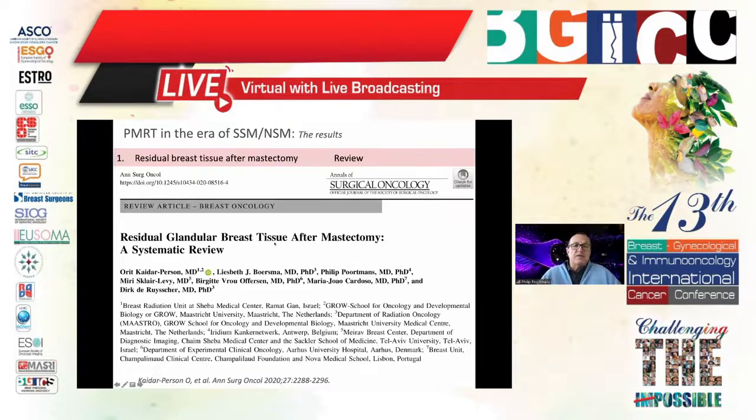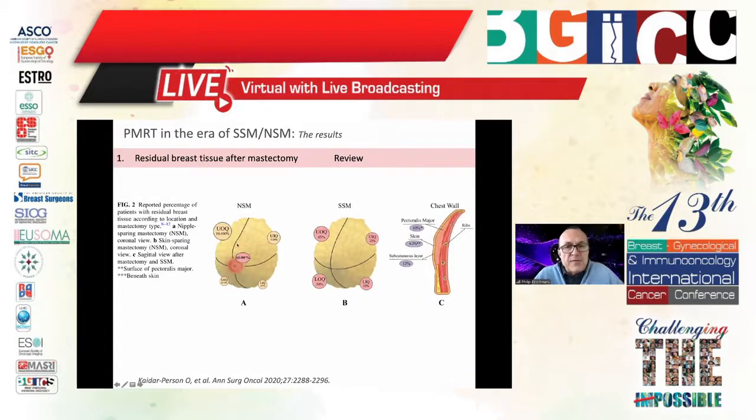So residual glandular breast tissue after mastectomy, published in Annals of Surgical Oncology 2020. And what you can see is that depending on the type of surgery, nipple sparing and skin sparing, the presence of residual glandular tissue varies.